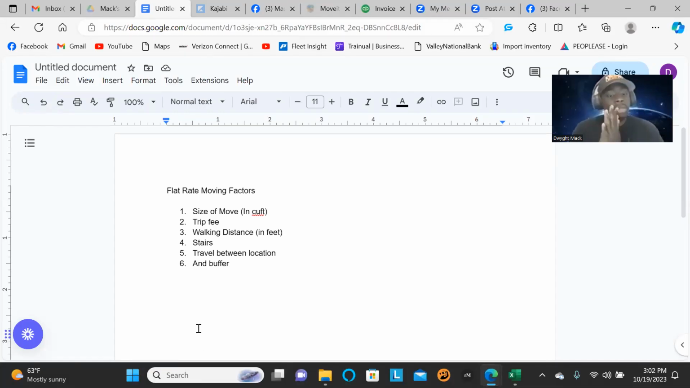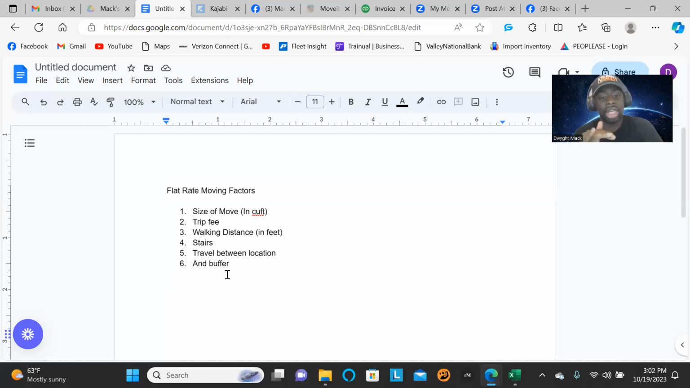So what we got basically going into quote and flat rate moving is you're going to have about 6 metrics. And this is from my expertise. There might be other ways of doing this, but from my expertise, basically you're going to want the size of the move, your standard trip fee, walking distance in feet, stairs, travel between locations, and just a buffer of time, because again, this is a flat rate quote.